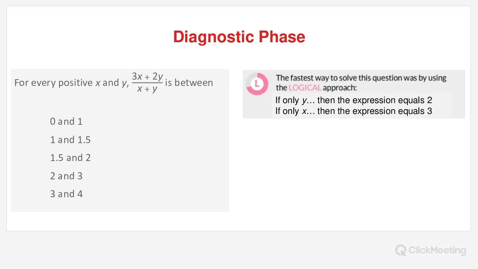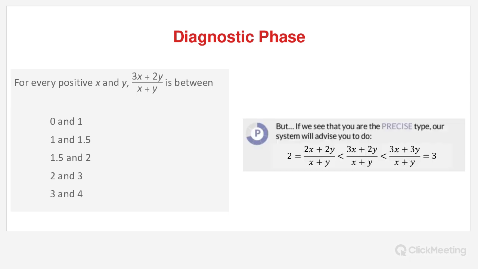Okay, so this is one type of approach to solve this question. Looking at it, thinking about the underlying mathematical properties and arriving at the correct answer without actually having to go through the equations. And this is what we call the logical approach.